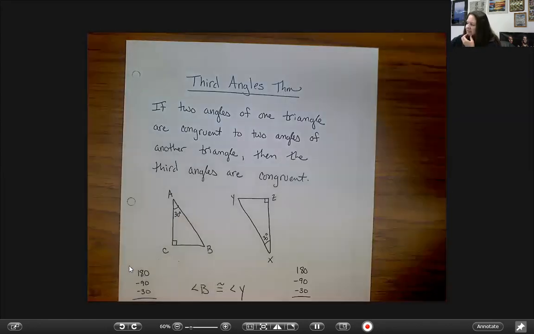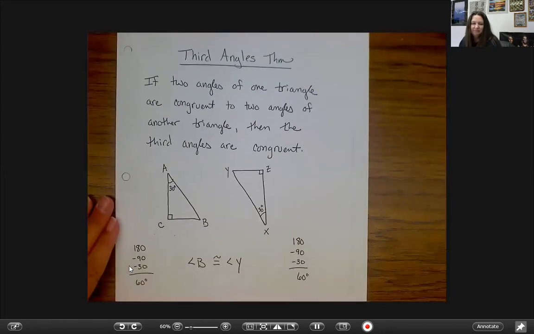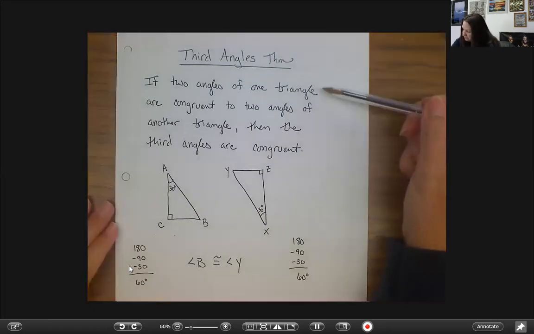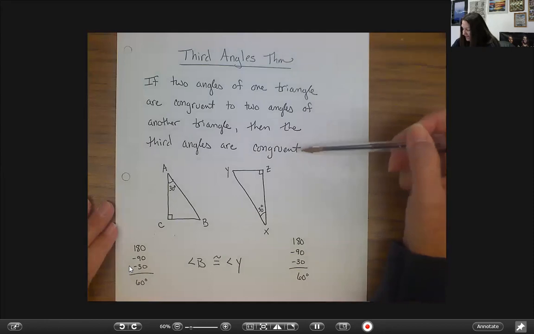All right. Now, just a couple more concepts that are going to come into play within this lesson that I want to mention that came up in your text. So first you have what's called the third angle theorem. Your third angle theorem tells you if two angles of one triangle are congruent to two angles of another triangle, then the third angle must be congruent.